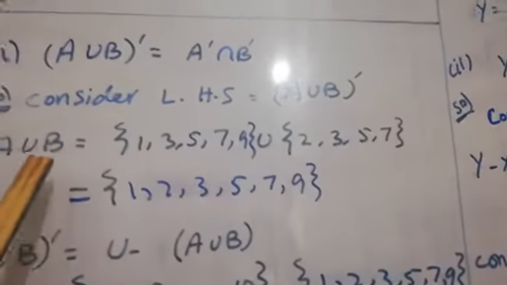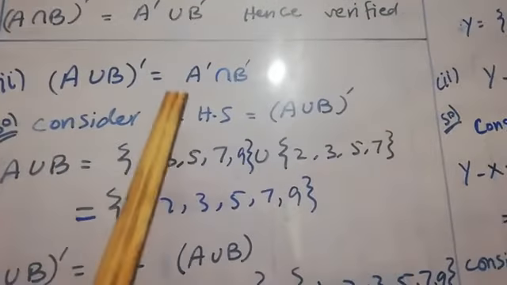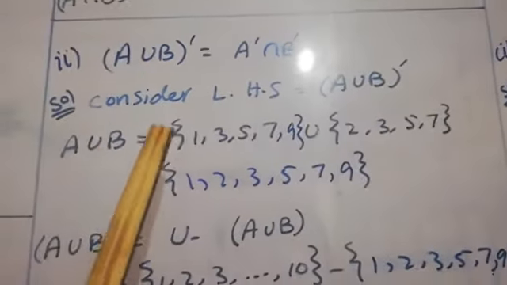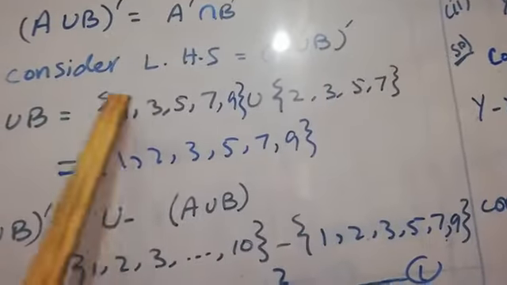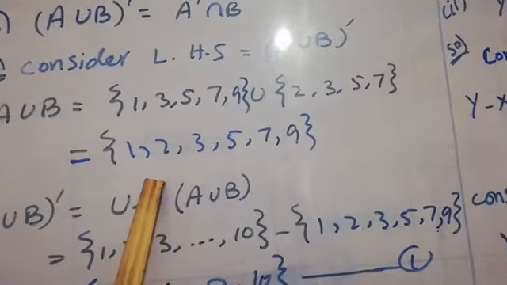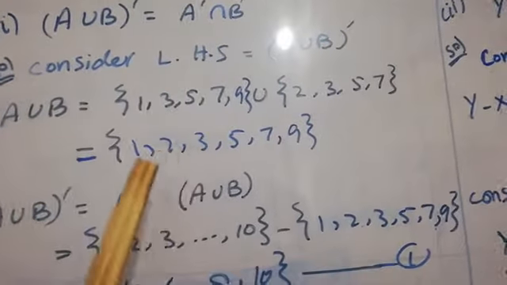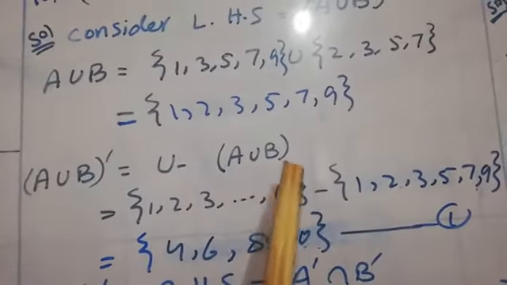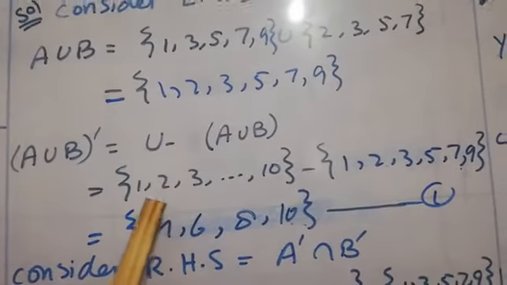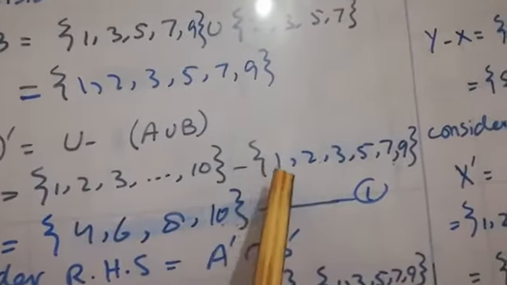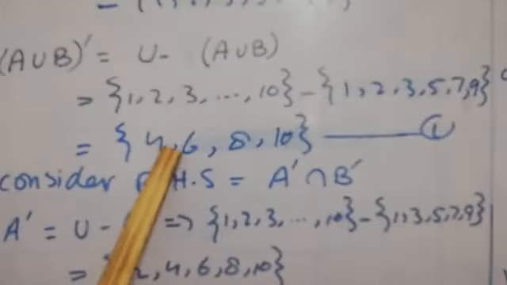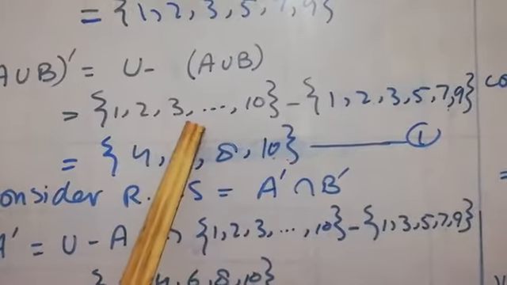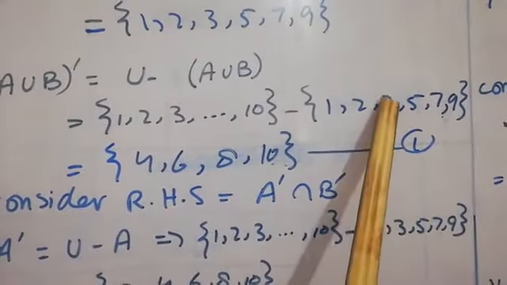We will consider first of all the left hand side, which is (A union B) whole complement. First we will take A union B, so we will write all the elements over here, and remember that we will write common elements once. Then we will take the difference of A union B from the universal set. Write universal set 1, 2, 3, 4 and so on up to 10, difference 1, 2, 3, 5, 7, 9. We will write all the elements except these elements: 4, 6, 8, 10, because these elements are present in the universal set but not in this set.